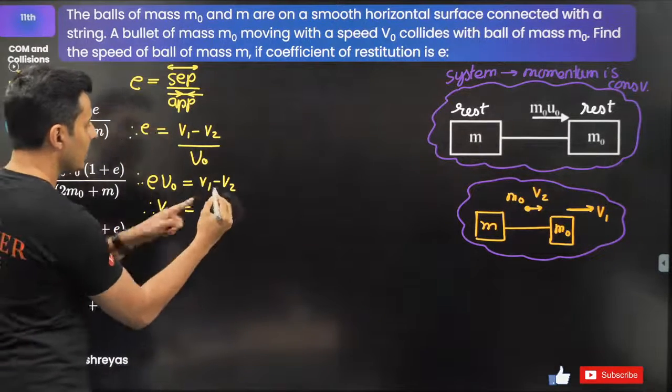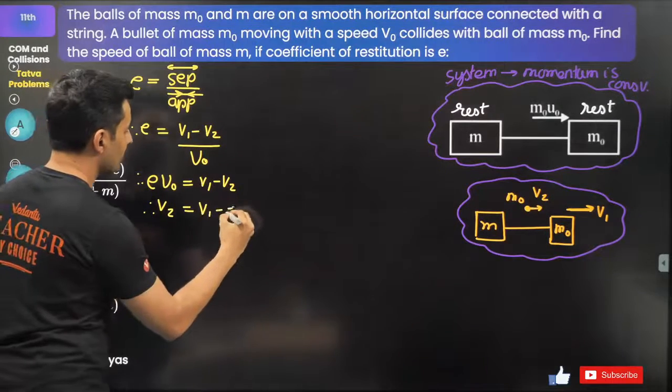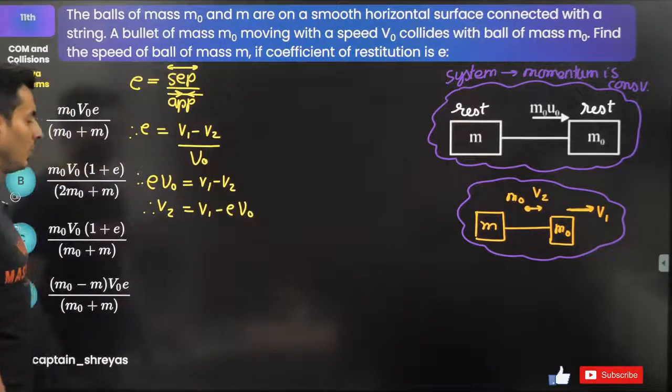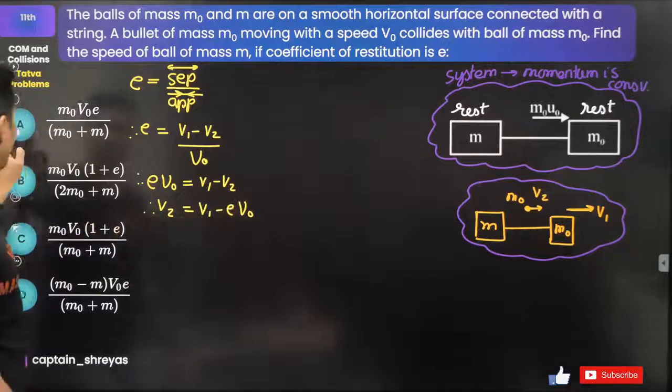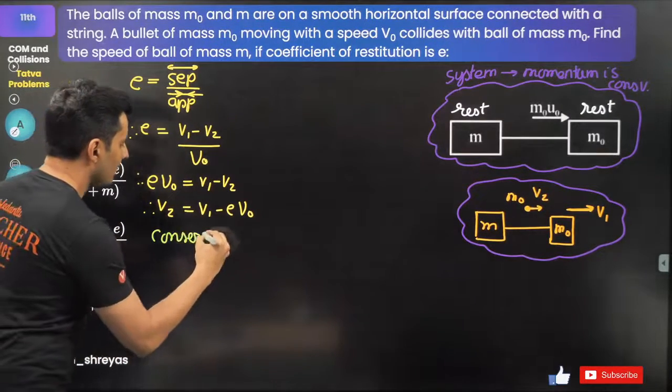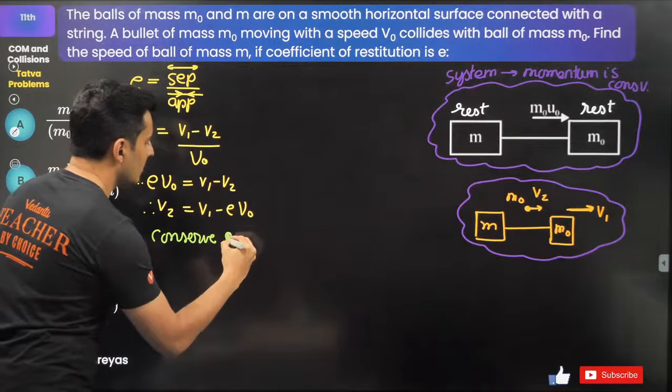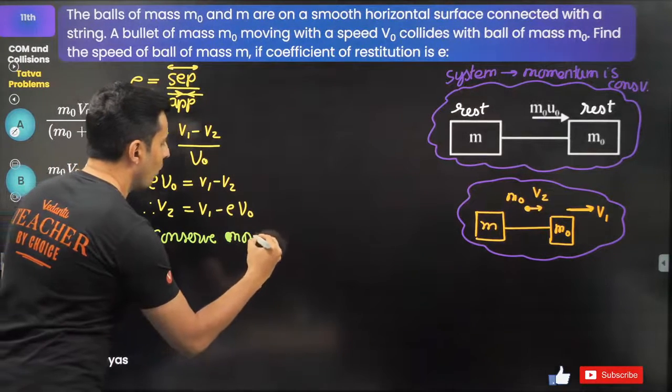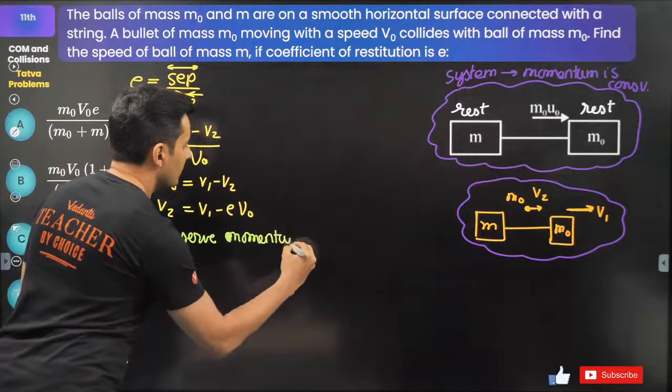V2 will be nothing but V1 minus E times U naught or V naught. I'll keep this separate. Now let me conserve the momentum. This is my second equation: conservation of momentum of the system.